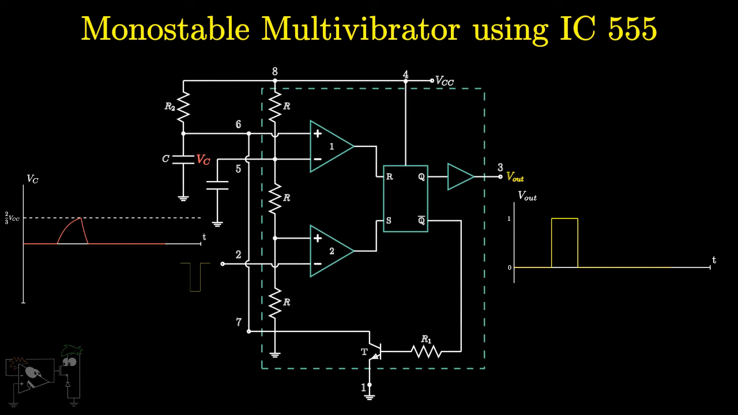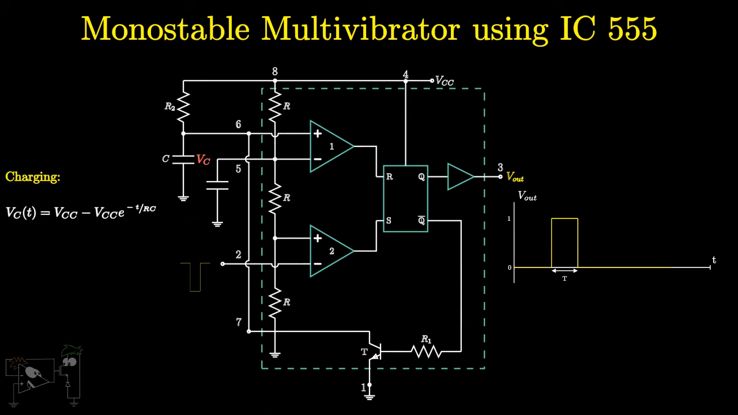We write the charging equation of the capacitor C to find the width of this pulse. The capacitor is discharged initially and at time T it reaches a voltage 2/3 VCC. Substituting and simplifying, we get T equal to RC ln 3, which is around 1.1 times RC. Therefore, the pulse width can be controlled by changing the values of R and C, the external components.